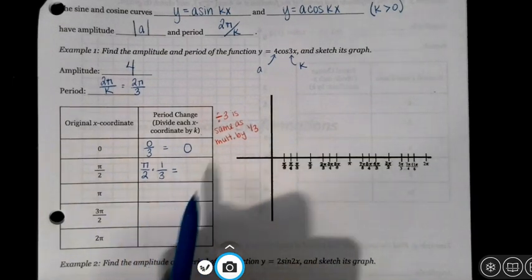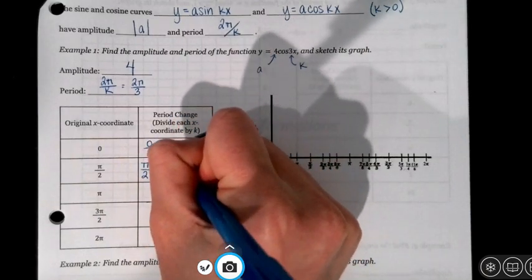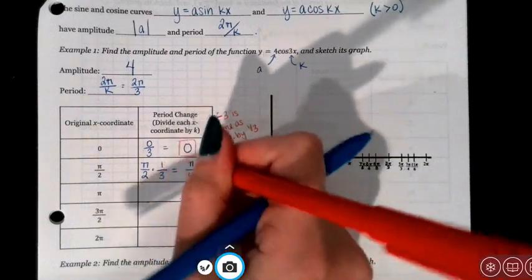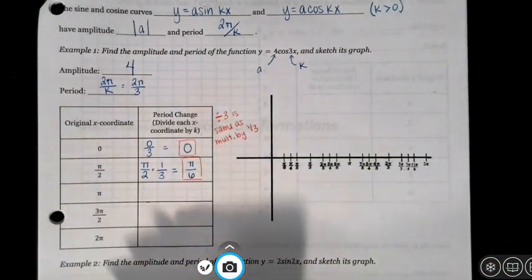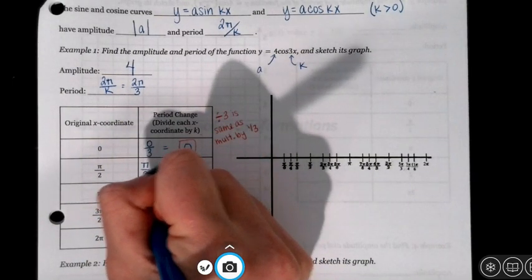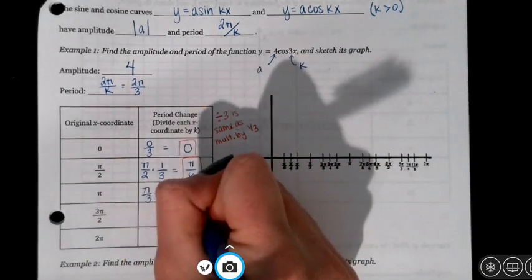So when I multiply these, I multiply straight across. Pi times 1 is pi, and then 2 times 3 is 6. And I'm going to put a box around those. And I'm going to keep going. So my next one's pi. I am dividing by 3 or multiplying by 1/3. Because this was not a fraction, I'm just going to divide by 3, and I get pi over 3.